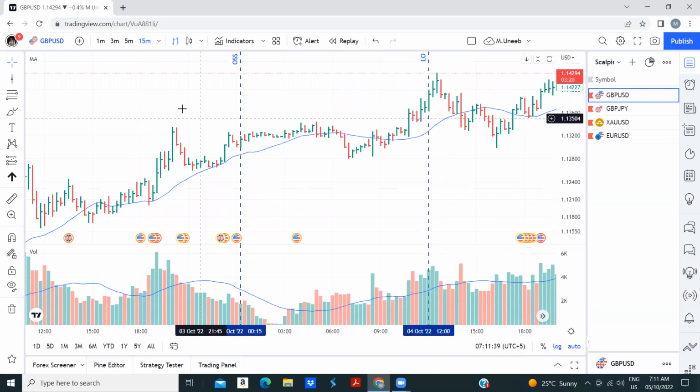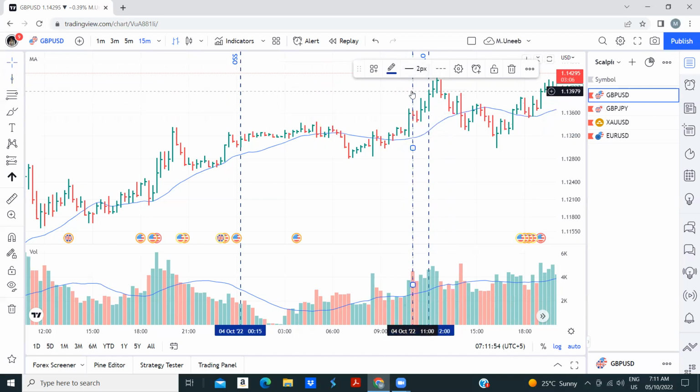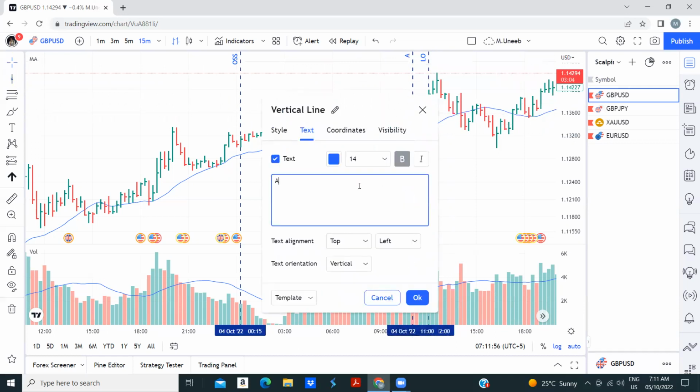And then I also have to mark the Asian close. The Asian close is 1 hour before the London Open. So if London opens at 12 p.m., then the Asian close would be 11 a.m. in my time zone. I will mark it as AC, which is Asian close.